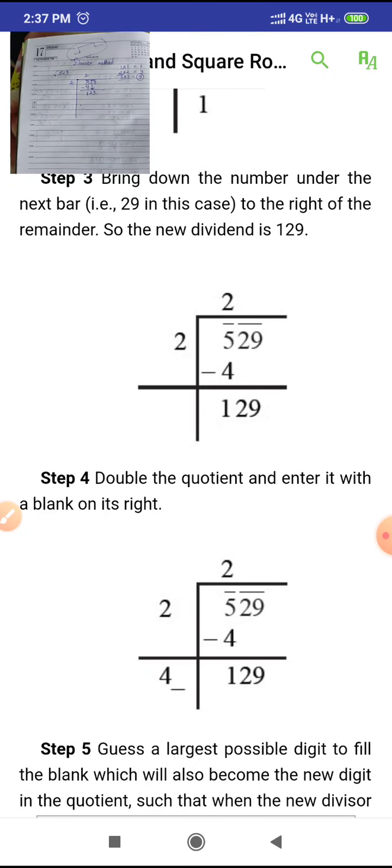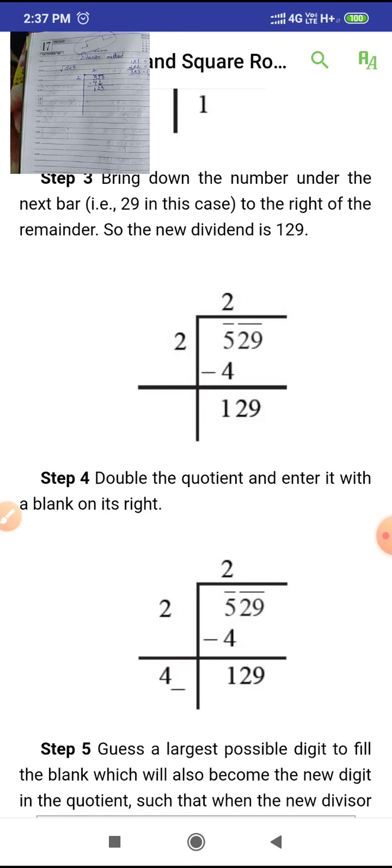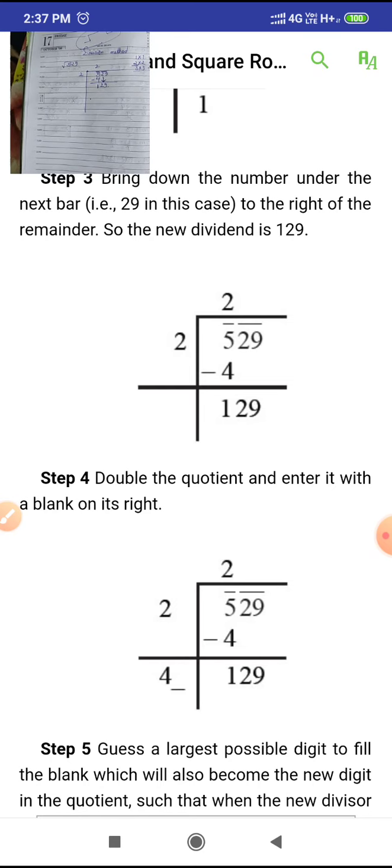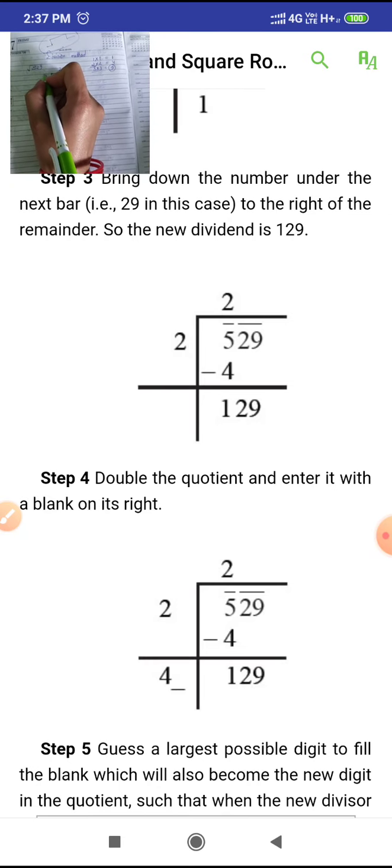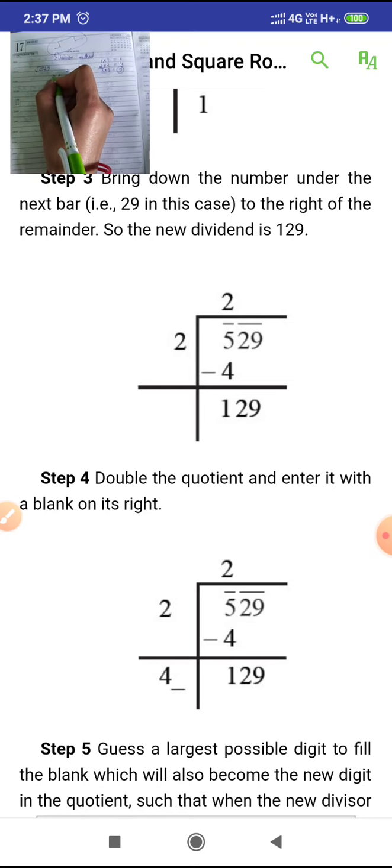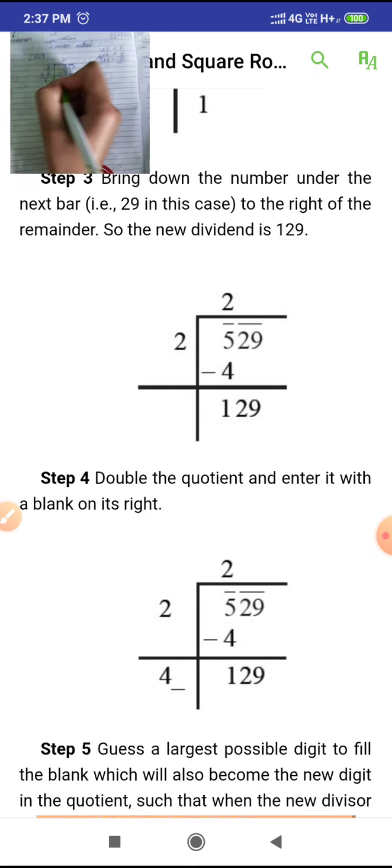The next step is to double the quotient and enter it with a blank on its right. In our next step, we double this number. We write 2 here, then we write one more 2 here and add these numbers. In this way we double the number, so we have 4.